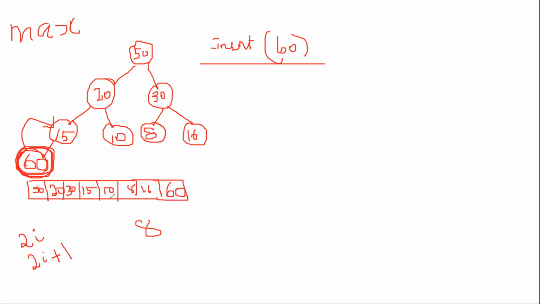Now 60 is possible. Why? Because it is having some free space. Then I inserted it. It's coming into the position of the last index. Okay, done. Now I have to compare with my 15. How will I compare? I will compare with the parent. So 60 is compared with the 15.